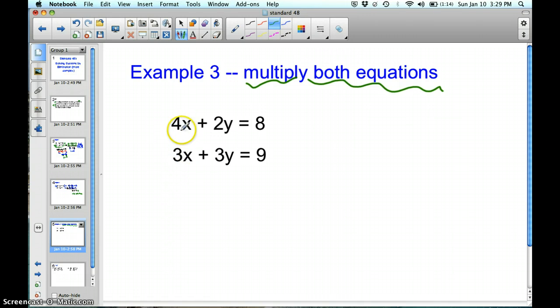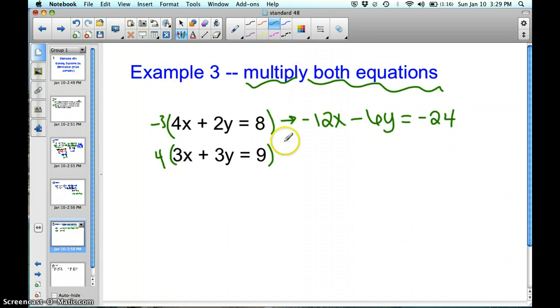So to make a positive 4x a negative 12x, I'm going to multiply by a negative 3, okay? And then I'm going to multiply this one to make a 3x into 12x, I'm going to multiply it by 4. Okay, so we're going to go through and multiply both of our equations. So negative 3 times 4x is going to give me a negative 12x. Negative 3 times 2y is going to give me a negative 6y. And then negative 3 times 8, don't forget to multiply the 8, is going to give me a negative 24.